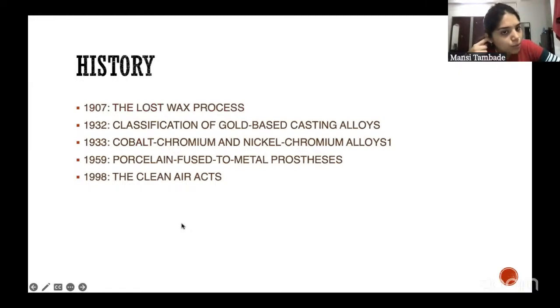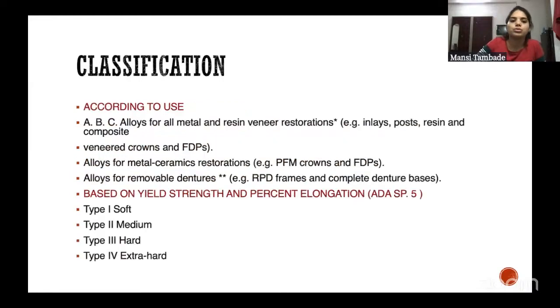History: the lost wax process, as I've already explained at the start of my presentation. The classification of gold-based alloy was given in 1932. Cobalt chromium and nickel chromium alloys were given in 1933. Porcelain fused to metal processes were given in 1959. And in 1998, the Clean Air Act was introduced.